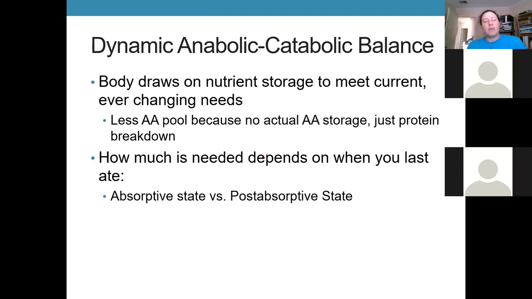It's a little bit different for amino acids. So an amino acid pool would be if we had a storage form of protein, but we don't store amino acids. So when we need more amino acids from our body, our only choice is to actually break down useful protein. How much you need to draw on your nutrient storage depends on when you last ate. So we divide up the body states into an absorptive state when you're digesting a meal and a post-absorptive state when you're not.